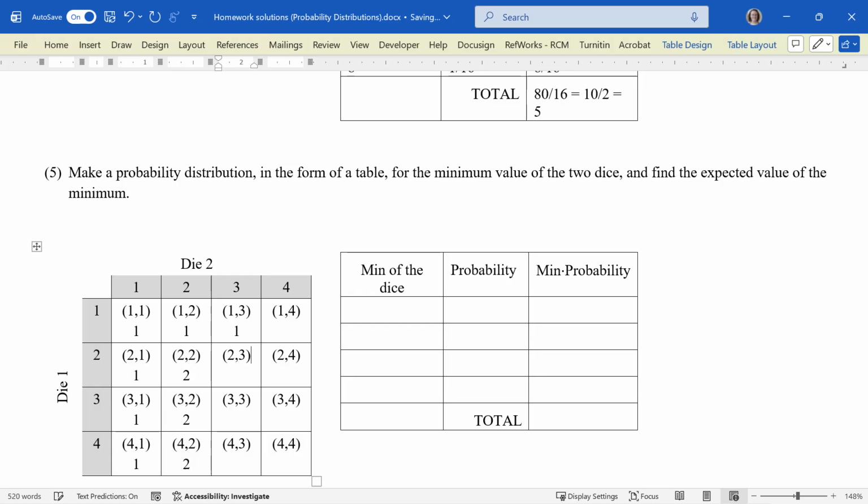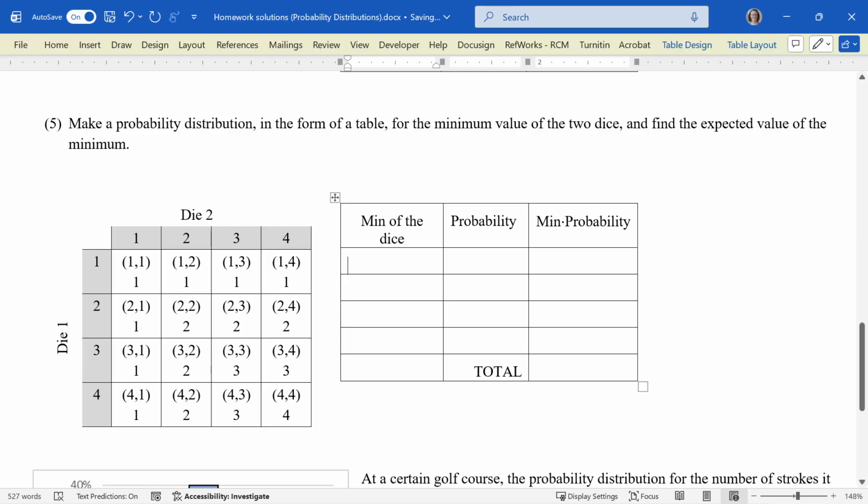Okay. This one is 1. This is 2. This is 3. 3. And 1. 2, 3, and there's only one where the minimum is 4, and it's that one. Okay, so the possible values for the min are 1, 2, 3, and 4, and the probabilities are, so there's 1, 2, 3, 4, 5, 6, 7 entries that have a minimum of 1, so that's 7 out of 16. There's 1, 2, 3, 4, 5 entries with minimum 2, so 5 out of 16. There's 3 that have a minimum of 3, and there's 1 that has a minimum of 4.